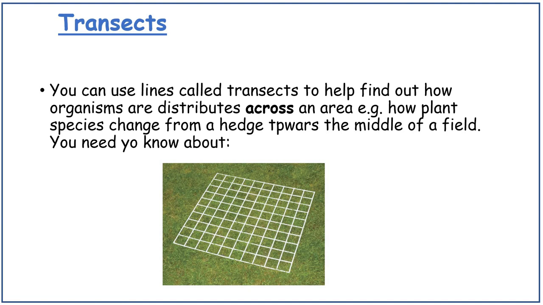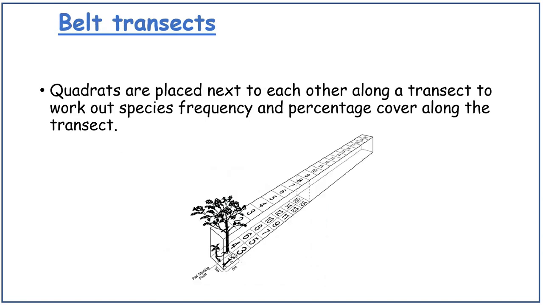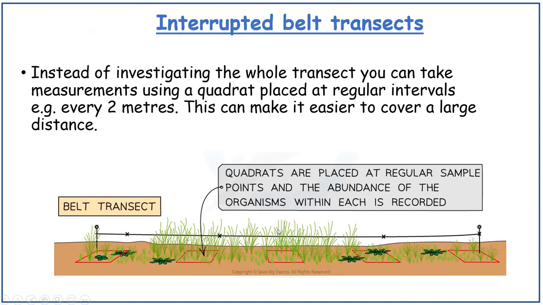So for example, how plant species change from a hedge towards the middle of a field. So you need to know about belt transects, and this is where quadrats are placed next to each other along a transect to work out the species frequency and percentage cover along the transect. So you would place it down every single time next to each other.